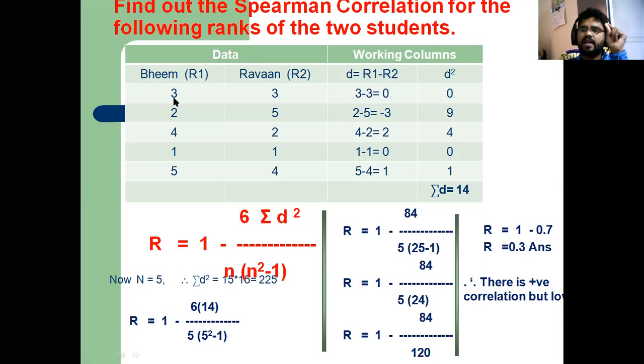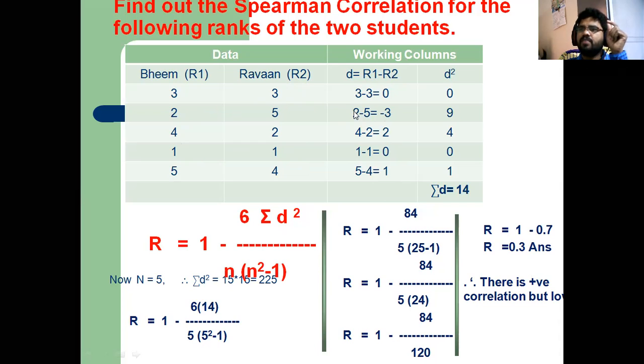So what is r1 here? Rank is 3. The r2 rank 2. This is not rank 2, this is the variable's values, nothing but the difference. 3 minus 3, 0. Then 2 minus 5, minus 3. 4 minus 2, plus 2. 1 minus 1, 0. 5 minus 4, plus 1.